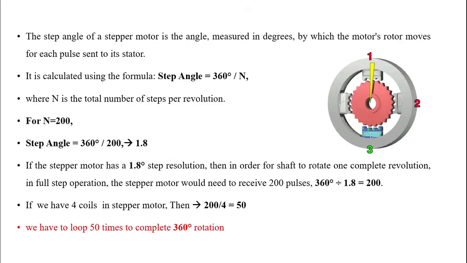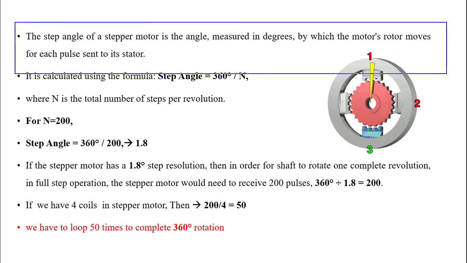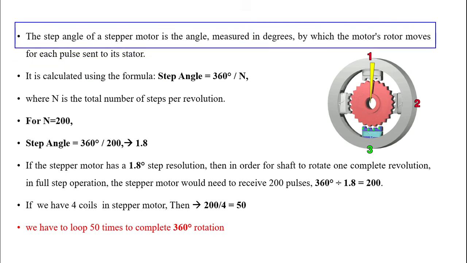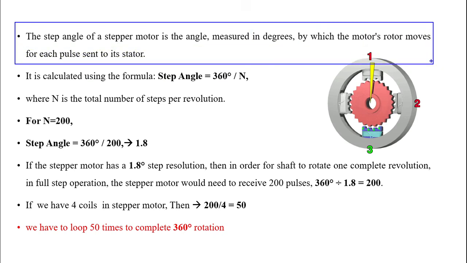One more important thing we have to understand is called step angle. What do you mean by step angle? Step angle means the angle at which the stepper motor will rotate. This is also one of the important parameters in programming the stepper motor. You can see here the step angle, it is showing in the yellow color, this part. In one step, how much angle the rotor will rotate is called step angle.